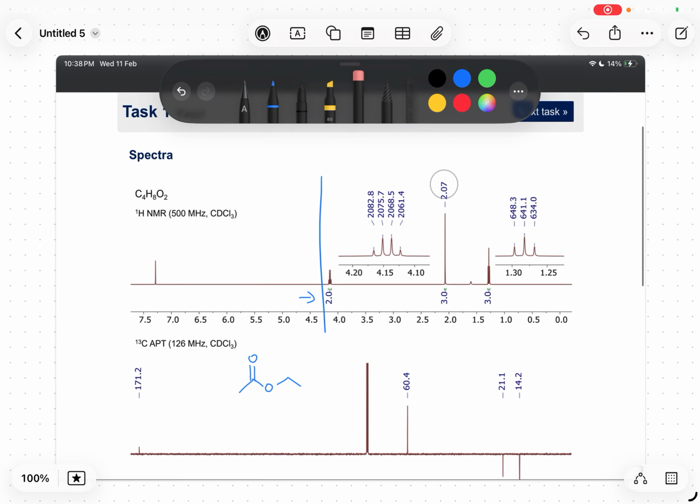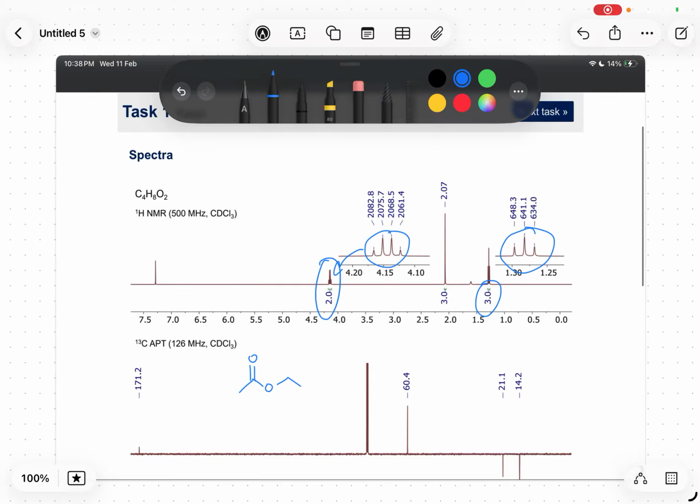And then another thing that is quite important is the splitting patterns. So without going into the details of splitting constant and everything else, just know that when you have 4 peaks that belong to this single signal, that means that these two protons are split by three other protons. And when you have three peaks in a single signal, that means these 3 protons are split by 2 other protons. And when I say splitting can only occur when the protons are quite close to each other.